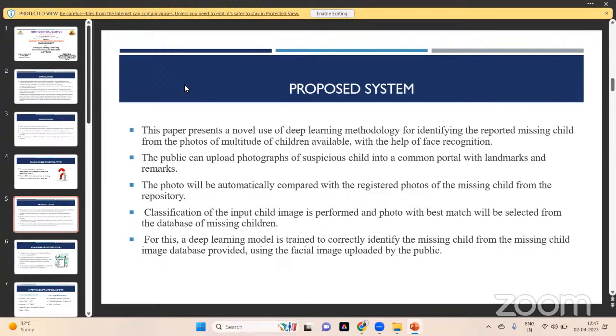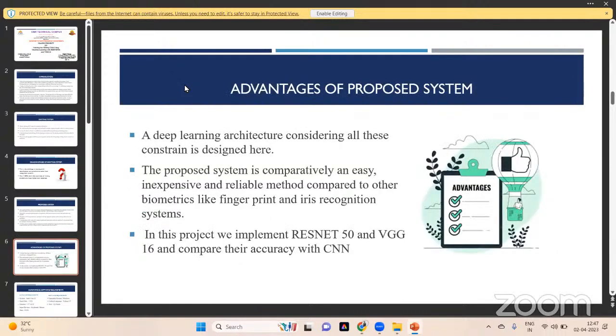Coming to the advantages of this: advantages of the proposed system is that we actually improved on this with a deep learning architecture. A constraint is designed here. This proposed system is comparatively easy compared to fingerprint or iris recognition systems. And in this project, we implemented ResNet50 and VGG16 with the accuracy of the CNN.